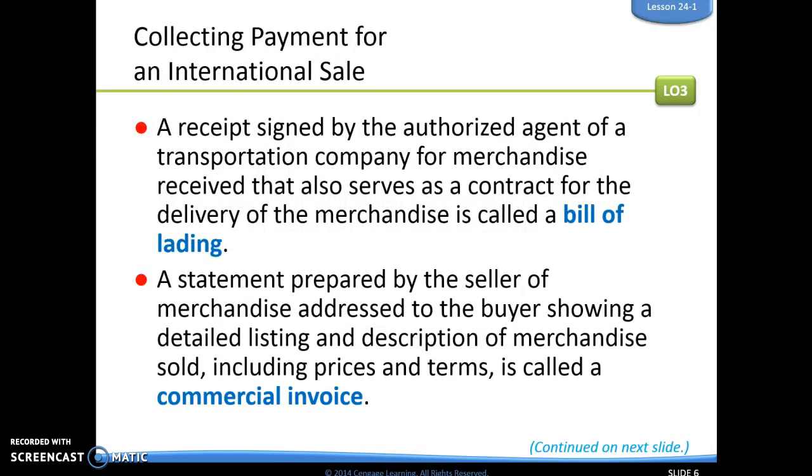All right, collecting payment for an international sale. We have a bill of lading, which means a receipt signed by the authorized agent of a transportation company for merchandise received that also serves as a contract for the delivery of the merchandise. And then we have a commercial invoice, which is a statement that's prepared by the seller of merchandise addressed to the buyer, showing a detailed listing and description of merchandise sold, including prices and terms.